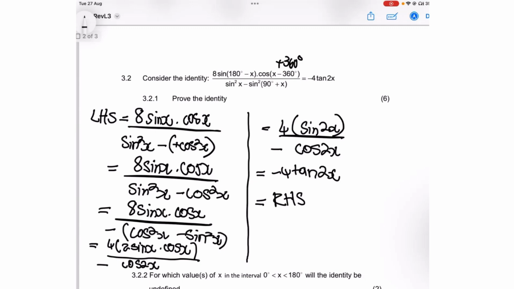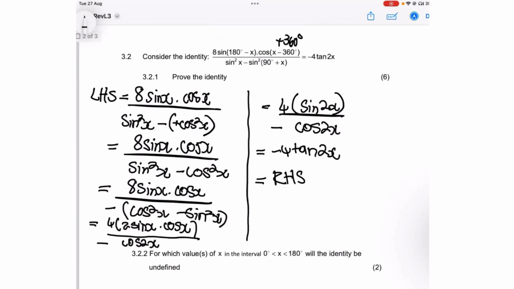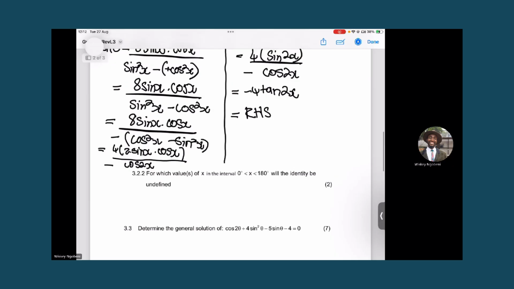Okay, next question. For which values of x in the interval 0 to 180 will the identity be undefined? So the identity will be undefined when the denominator is equal to 0.